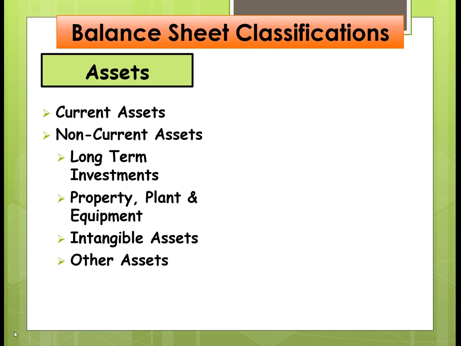Now, balance sheet classifications, we've already discussed these, but I'll go through it again. We have assets, which we divide between current and non-current. The non-current we break down between long-term investments, property, plant, and equipment, intangible assets, and anything that doesn't fit in those categories. Remember, property, plant, and equipment and intangible assets are used to produce revenue in the business. Long-term investments are not.